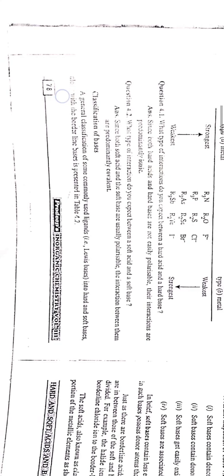Question 4.1. What type of interactions do you expect between a hard acid and a hard base? Answer. Since both hard acids and hard bases are not easily polarizable, their interactions are predominantly ionic. Question 4.2. What type of interactions do you expect between a soft acid and a soft base? Answer. Both soft acid and soft base are usually polarizable. The interaction between them is predominantly covalent.